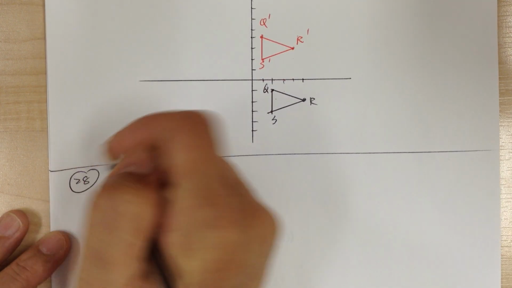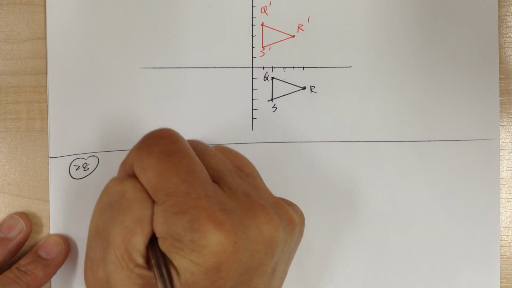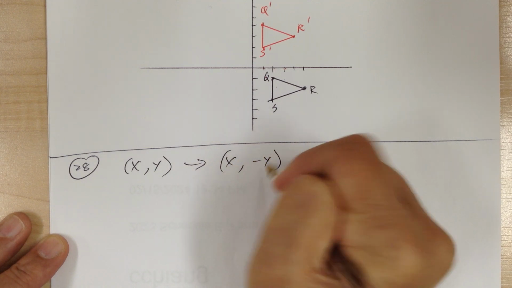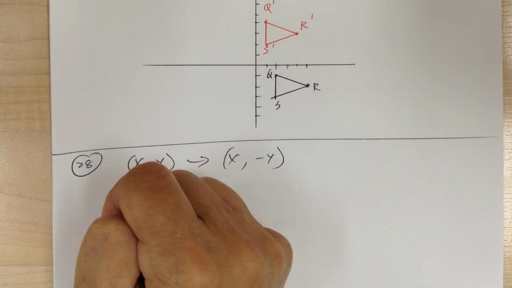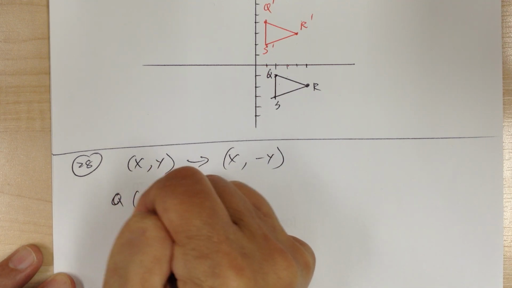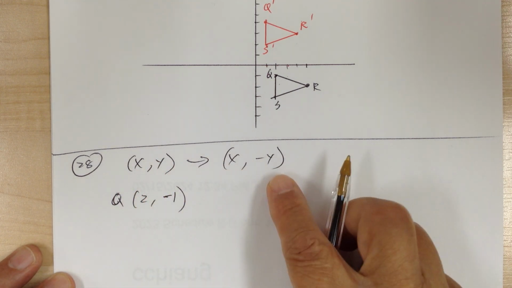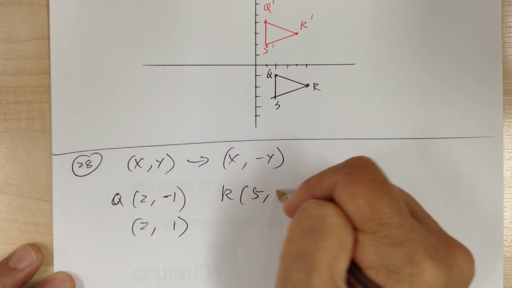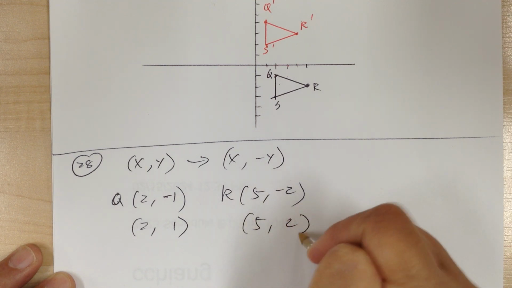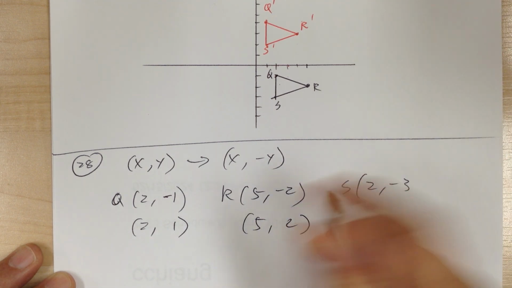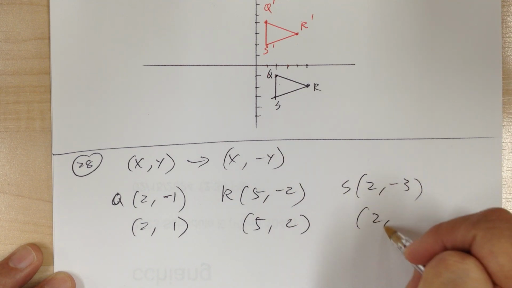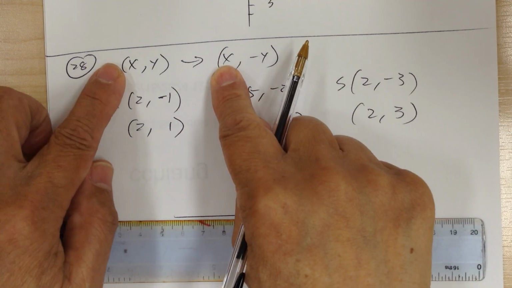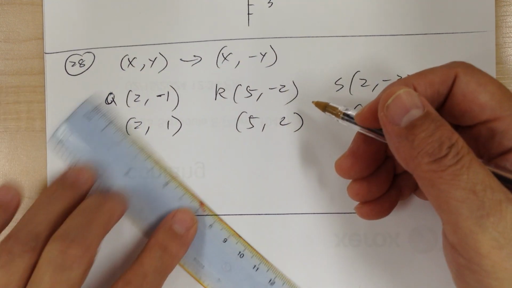Okay, number 28. So you got (x, y) becomes (x, negative y). So you have Q, 2, negative 1. What it's saying is I make y become opposite, so this becomes 2, positive 1. This becomes 5, positive 2. And this one, y becomes negative y, so it becomes 2, positive 3. So when you graph that, notice x stays the same, y becomes opposite. That's what it's saying.